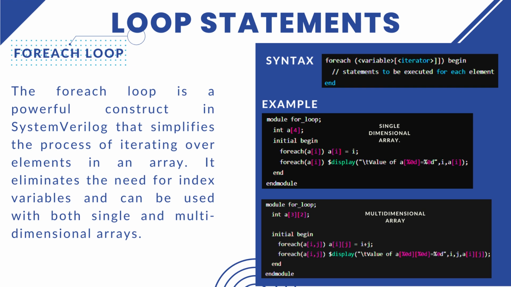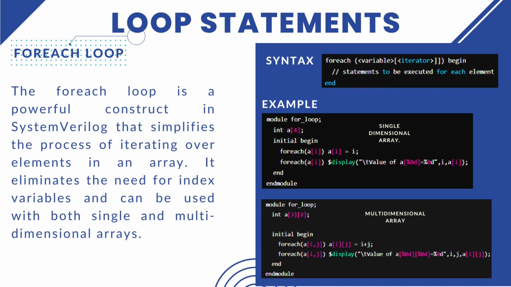Let's look at the syntax for the foreach loop in SystemVerilog: foreach, variable, iterator, begin. Statements to be executed for each element. End. The variable is the name of the loop variable used to reference the individual elements of the array. The iterator is the name of the array or list over which the loop will iterate. The number of loop variables must match the dimensions of the array or list.